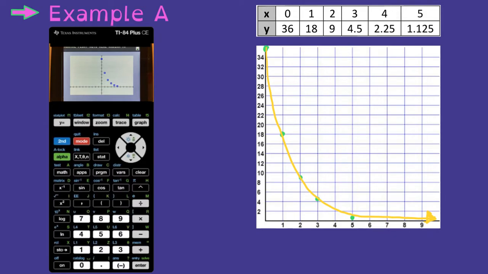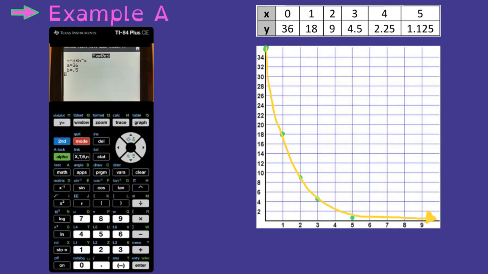Now go ahead and create the regression by going to Stat, Calculate, go down to 0 for exponential regression. Hit Enter, and then you're going to go down all the way to Calculate. Hit Enter again. This is now going to give us our exponential regression equation that we need.